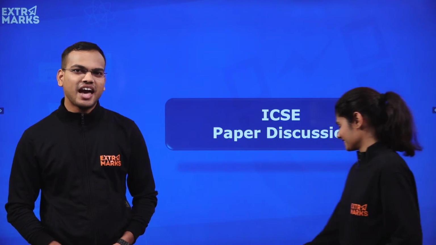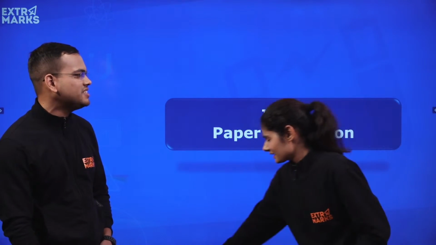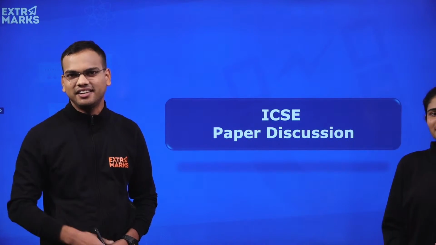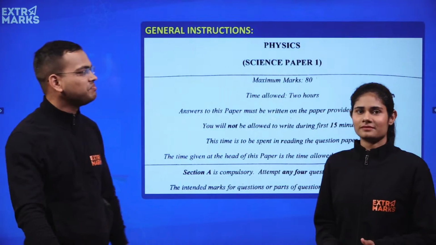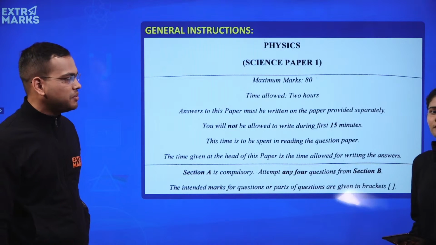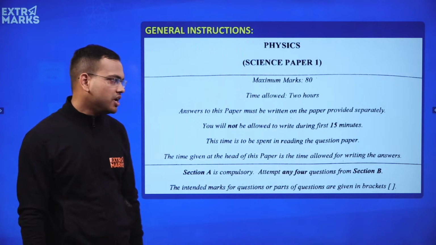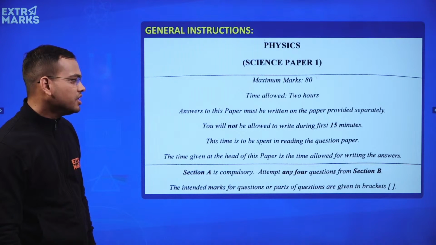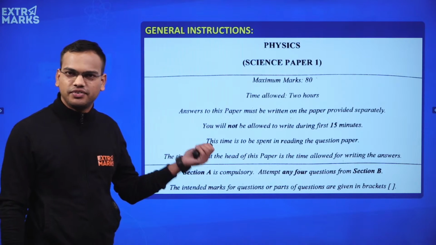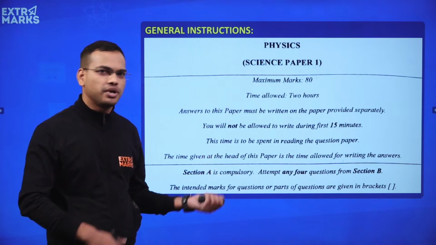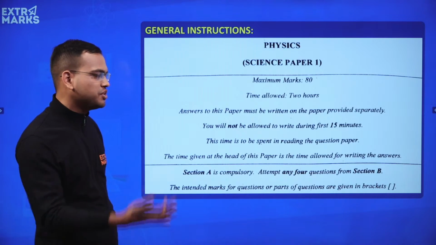Okay, so we can go to the first question now, which is I think the easiest question the ICSE can ever ask. Okay. So that was the format of the paper. It was a 2-hour paper. Okay. You are given the paper in the first 15 minutes. You are supposed to read all the questions. And after that, you are supposed to start writing.